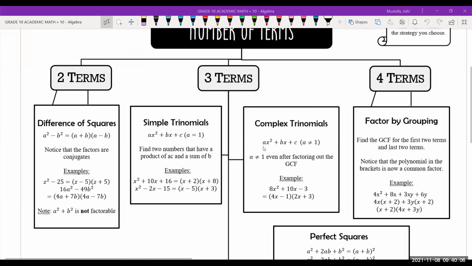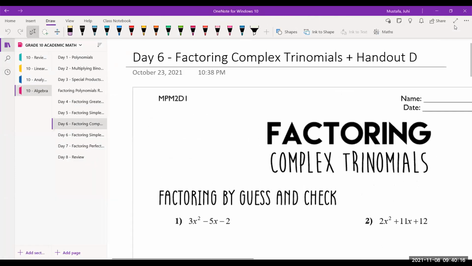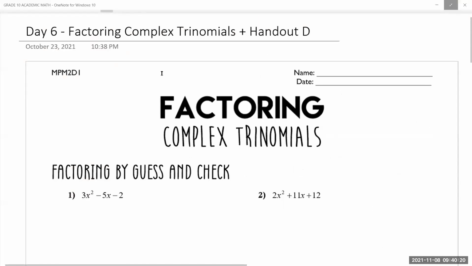We're just going to focus on this box right here. And then in tomorrow's class, we'll do perfect squares and difference of squares. So we're taking it super slow, just focusing on one thing at a time. Question? All of that is going to be on the assessment on Friday.